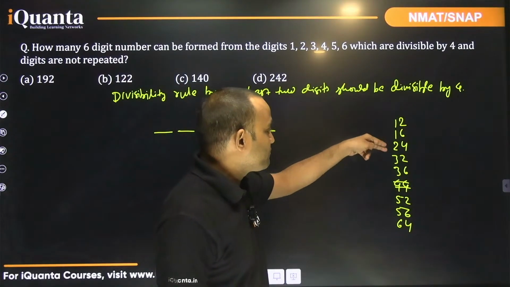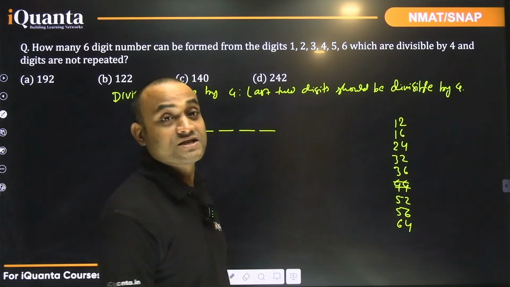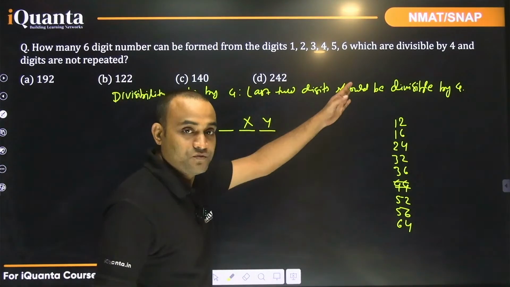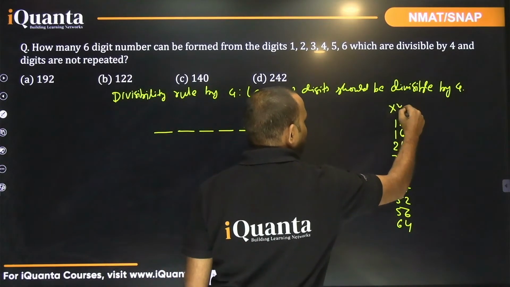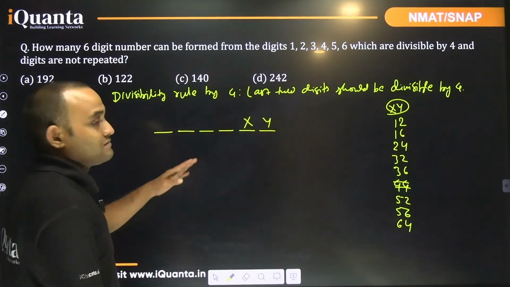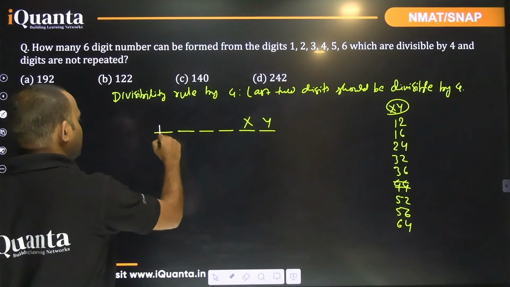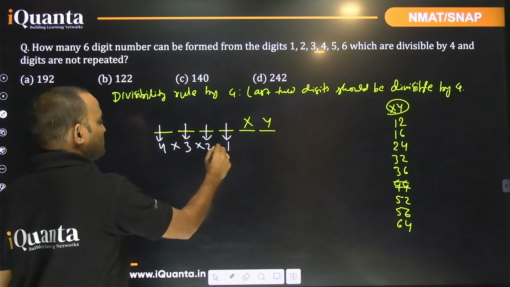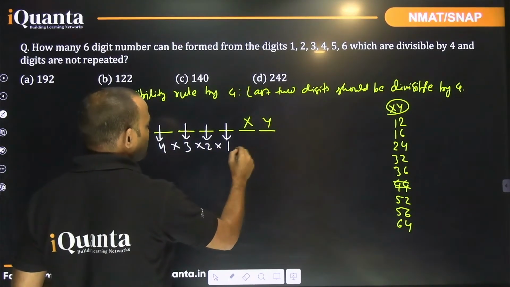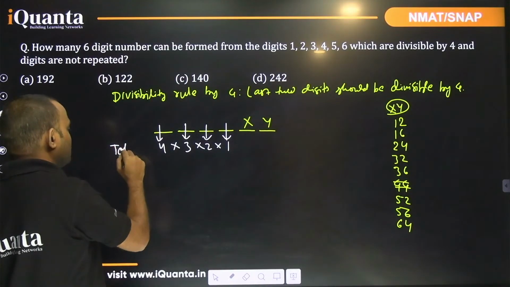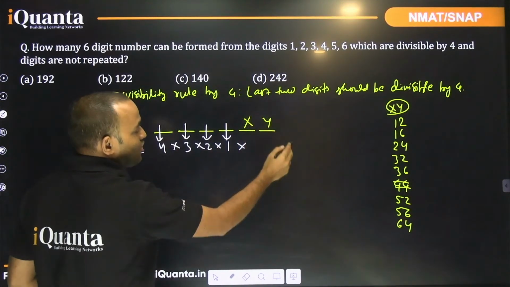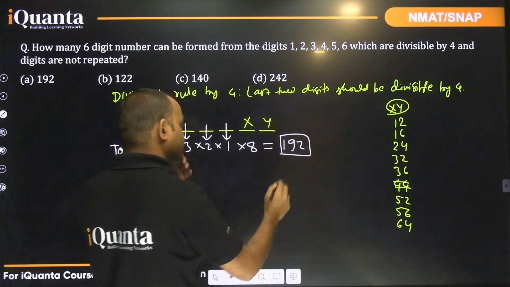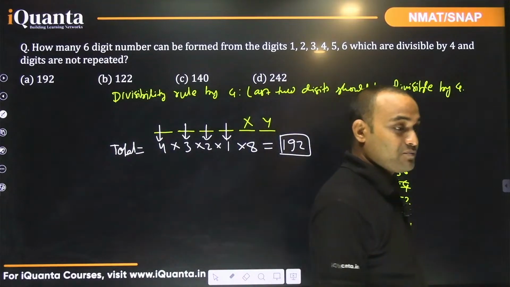So 1, 2, 3, 4, 5, 6, 7, 8 such cases are possible. If you are putting the last two digits as x and y out of these, then the remaining places can be filled in 4 ways, then 3 ways, then 2 ways, and then 1 way. So the total will be 24 into 8, which is equal to 192 such numbers.